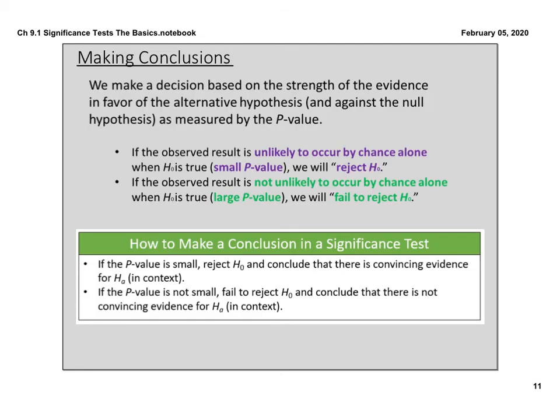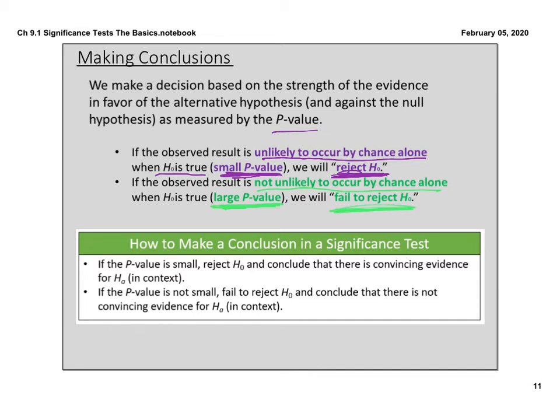Okay, so making conclusions. It says we make a decision based on the strength of the evidence in favor of the alternative hypothesis and against the null hypothesis as measured by the p-value. So we have to calculate that p-value, and then we have to conclude if it's enough for us to decide against the null. So if the observed result is unlikely to occur by chance alone, when the null is true, or in other words, you get a really small p-value, then we reject the null. If the observed result is not unlikely to occur, or in other words, you get a larger p-value or a reasonable p-value that doesn't surprise you, then we fail to reject the null.